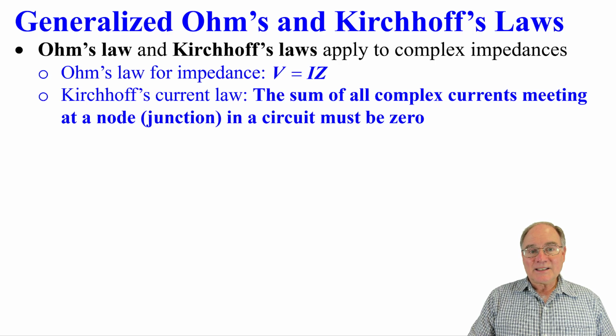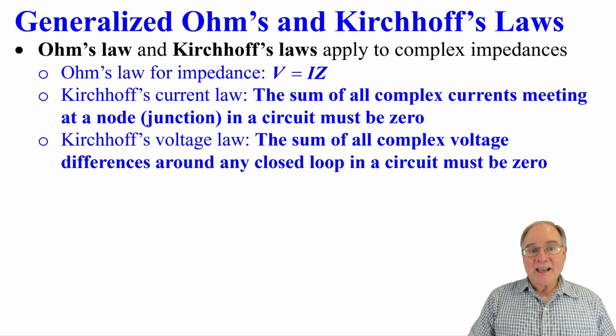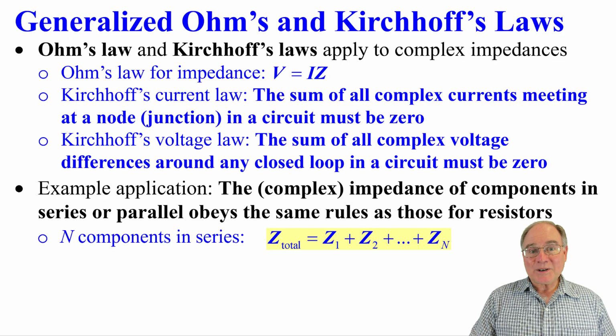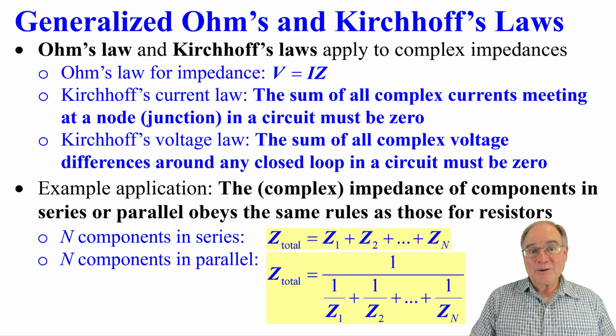Kirchhoff's current law is that the sum of all complex currents meeting at a node must be zero. And his voltage law is that the sum of all complex voltage differences around any closed loop in a circuit must be zero. In other words, the complex voltage has to return to its own value. You can use complex impedance and these rules to show that the same equations apply for impedance as they do for resistors in series and parallel. For n components in series, we get the sum of all the impedances, and in parallel, we get the reciprocal law, just like for resistors.